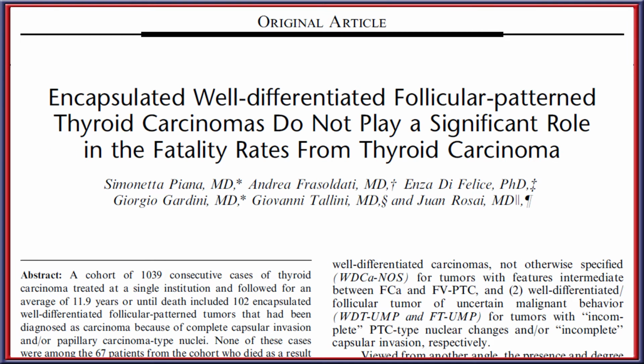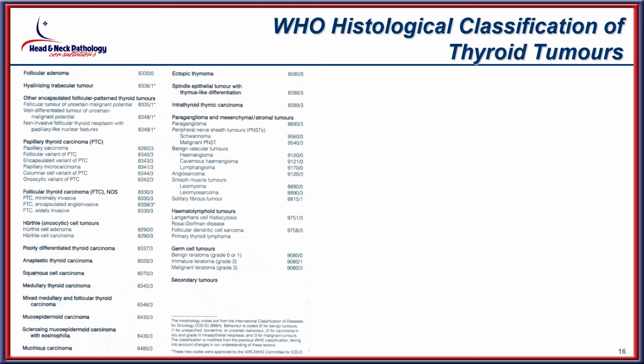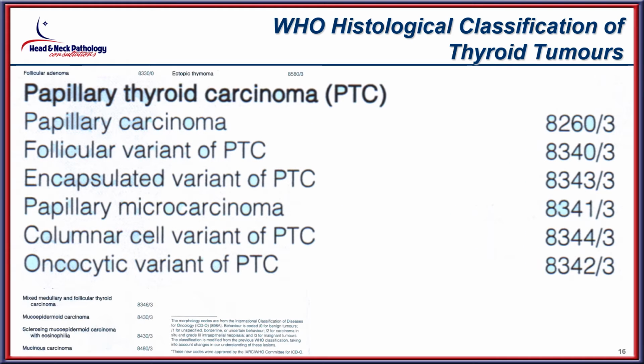And in fact, in a very large series put out by Dr. Juan Rosai, you can see that with more than 1,000 patients involved, there was rarely a fatality from this particular tumor category. And so it was thought that we need to come up with a different way of utilizing this category. As you know, with the current World Health Organization classification, there are several different variants of papillary thyroid carcinoma, and I'm including the follicular variant and encapsulated variant here specifically, but there are several others that are also included.